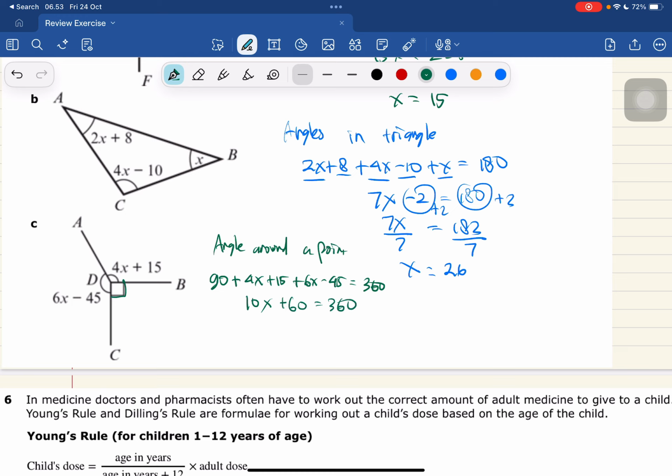Equal to 360. So minus 60 on both sides. So 10x equal to 300. So x, we divide by 10. Divide by 10, x equal to 30.